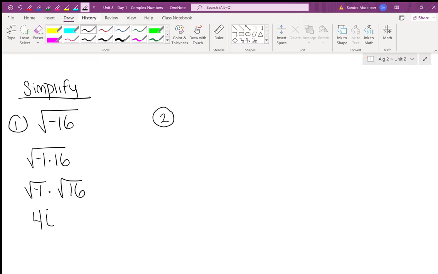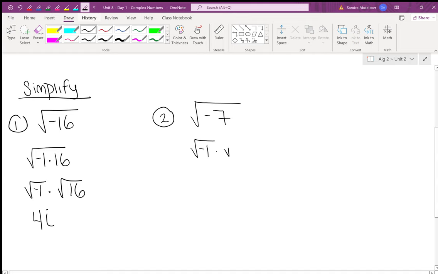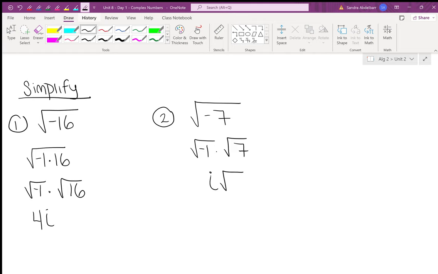What happens when you can't simplify the number? Here I have the root of -7. I can't simplify 7, but you still can never leave a negative under the radical. So this is the same as the root of -1 times the root of 7, and the square root of -1 we're representing with i. So this becomes i root 7.